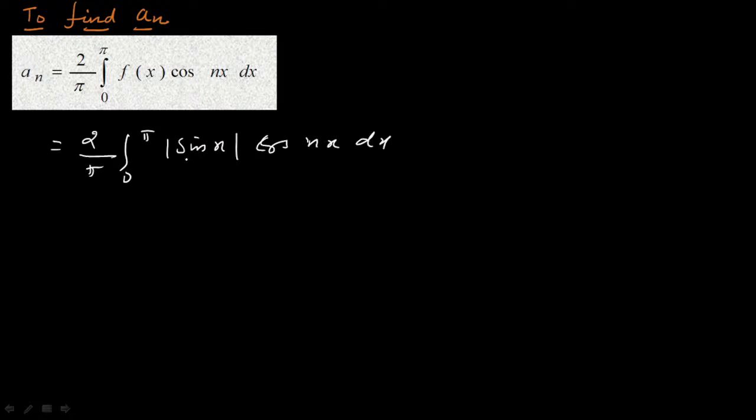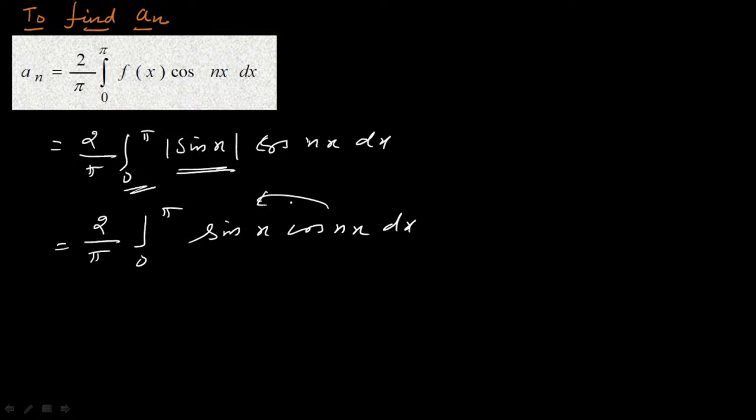Now next we calculate the value of a n. For that we make use of this formula 2 by pi integral 0 to pi f of x cos n x dx. As I told you already, 2 by pi integral 0 to pi, f of x is nothing but mod sin x, cos n x dx. As I told you already, in the interval 0 to pi, absolute sin x takes the value sin x itself. So that is 2 by pi integral 0 to pi sin x cos n x dx.